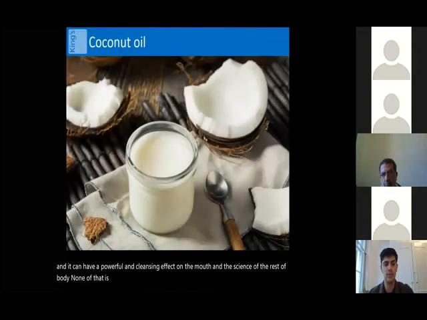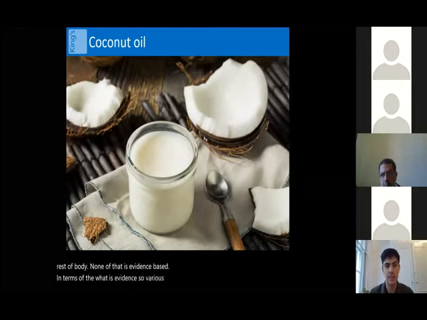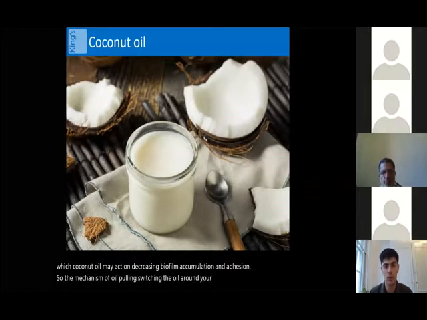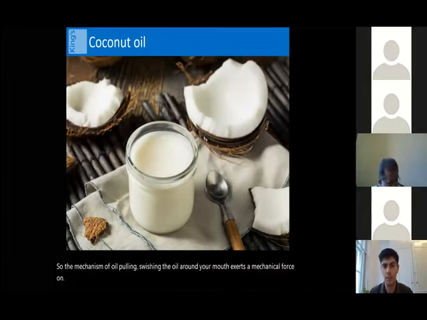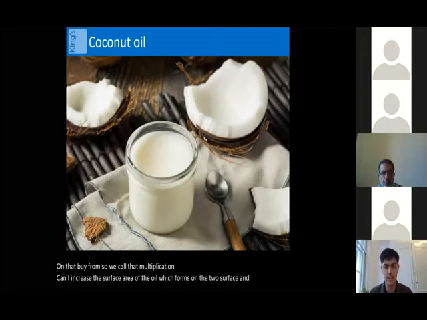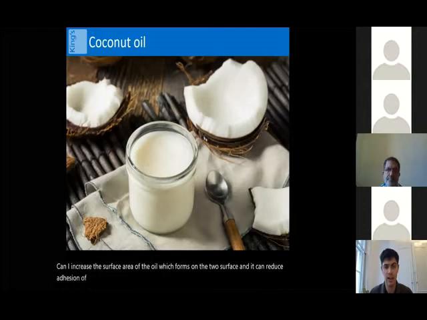In terms of what is evidence, various hypotheses have discussed the mechanisms by which coconut oil may act in decreasing biofilm accumulation and adhesion. The mechanism of oil pulling, swishing the oil around your mouth, exerts a mechanical force on that biofilm. We call that emulsification, and that increases the surface area of the oil, which forms on the tooth surface, and it can reduce adhesion of bacteria and aggregation of the plaque.